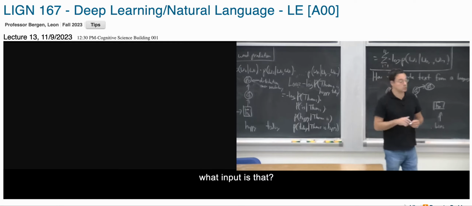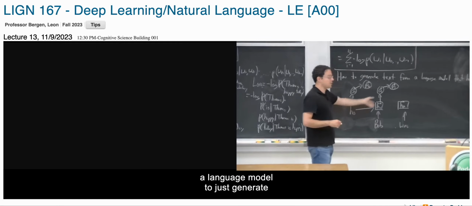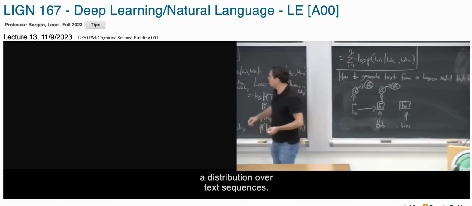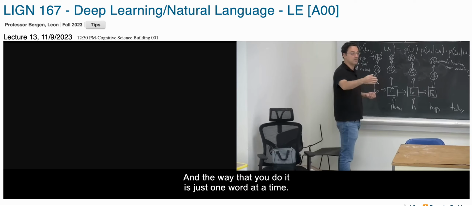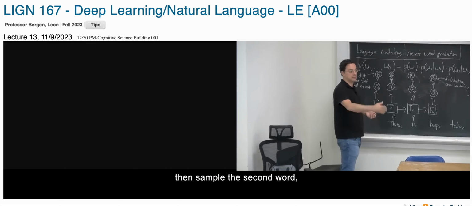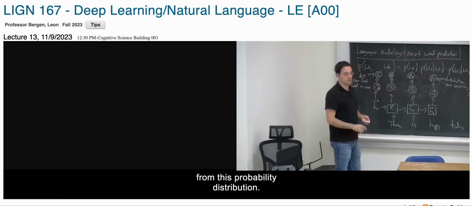So what input is that? What I was considering right now was just how you get a language model to generate random text from its distribution. So the language model learned a distribution over text sequences. How would you get samples from that distribution? The way that you do it is just one word at a time. You have it sample the first word, then the second word, then the third word. Eventually, you're going to get a sample from this probability distribution. So that was the first question I was asking.